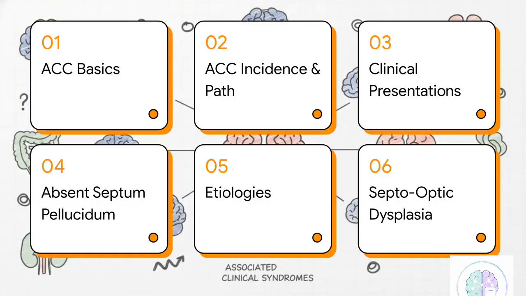Here is our roadmap for today. We'll start with corpus callosum agenesis basics, incidence, and neuropathology, followed by the clinical presentations. Then we'll shift gears to examine the absence of the septum pellucidum, its etiologies, and we'll finish up with a detailed breakdown of septo-optic dysplasia.